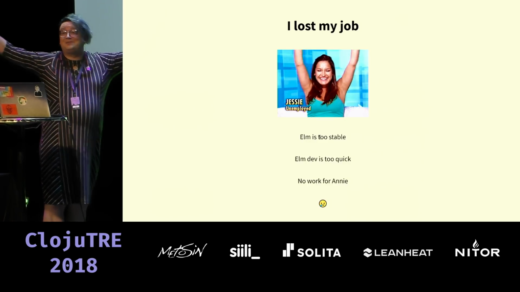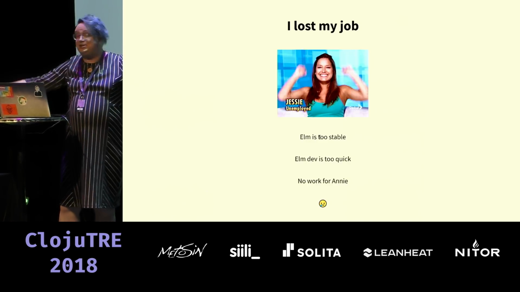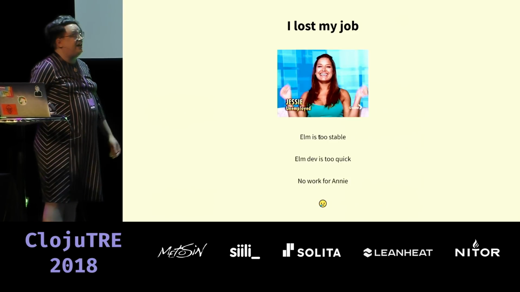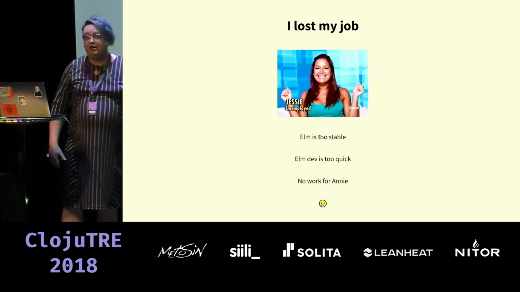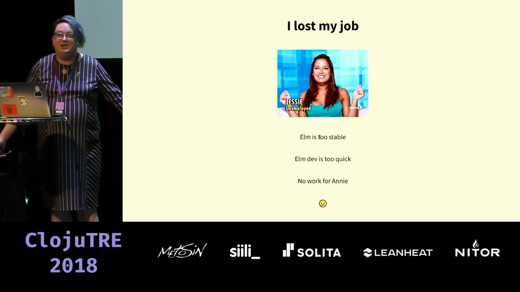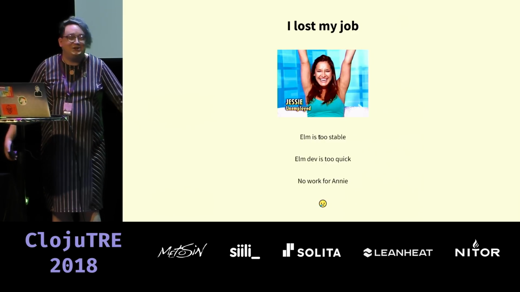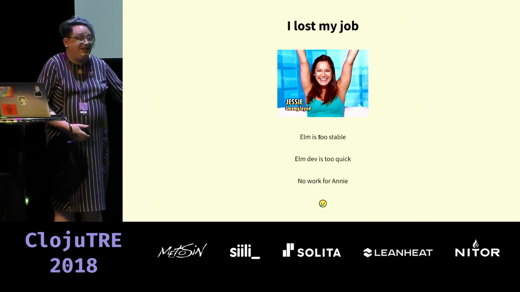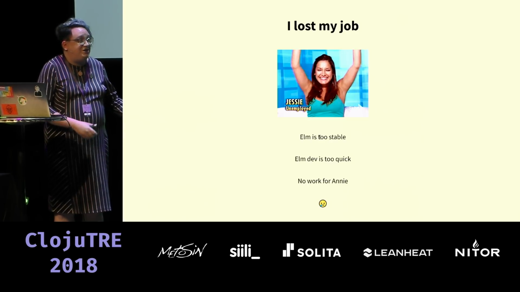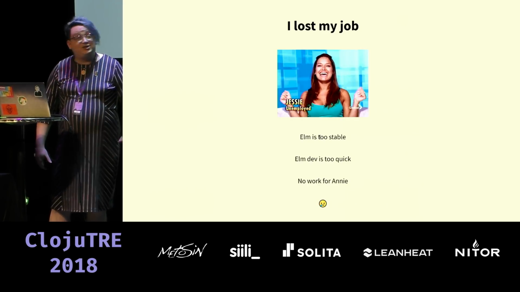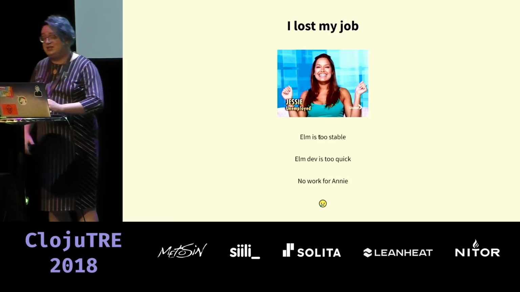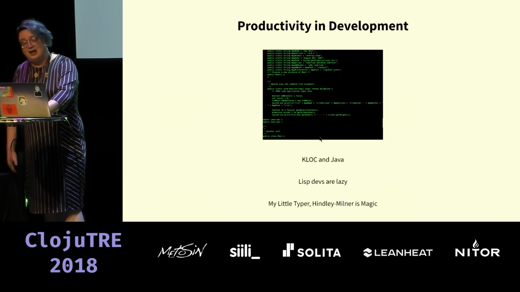So, I lost my job. There's this problem that happens: Elm is so stable, Elm is so quick to develop for, that there was no reason to keep me around to keep maintaining it. There's no work for me because it never breaks, and whenever I get a new feature request, it takes me a week to do, and then it's like, well, now what do I do? So I don't work on this project anymore. And that makes me think.